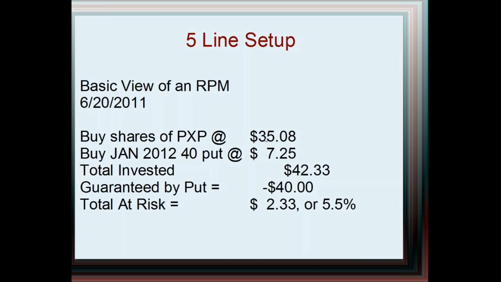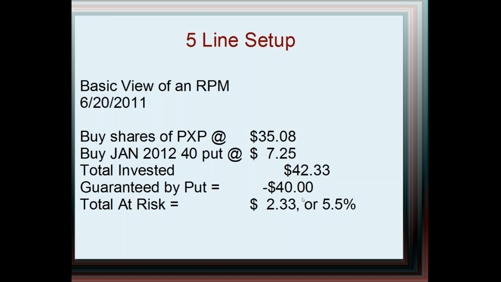Now at the same time, I might buy a January, if this was June of 2011, but I might go 6 months out, 7 months out. So in June of 2011, I might have bought a January 2012 40 put for $7.25. Now, the married put will cause me to increase the cost basis. Now I have a cost of $42.33. But because I bought an in-the-money put, I'm guaranteed to get $40 back. So my true risk is just the time value, or $2.33 of what I invested, which comes out to 5.5%.